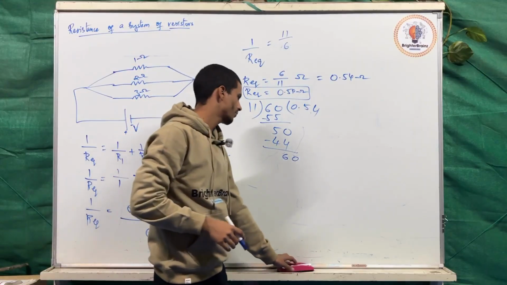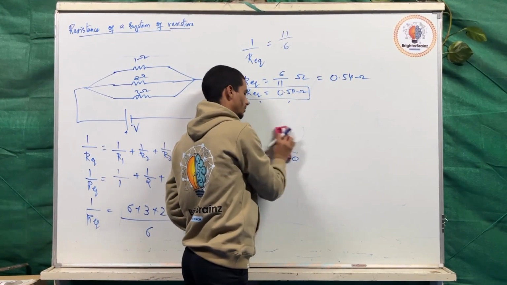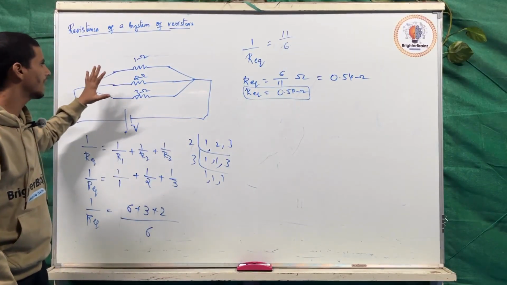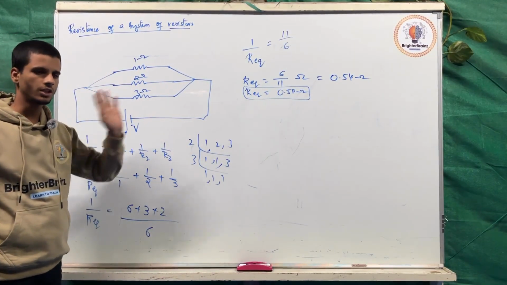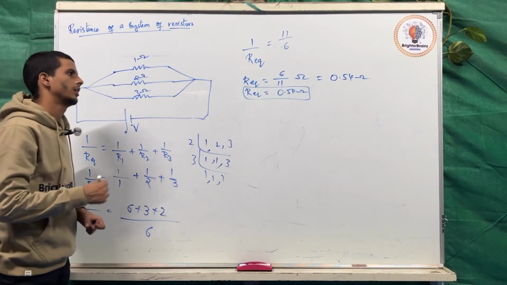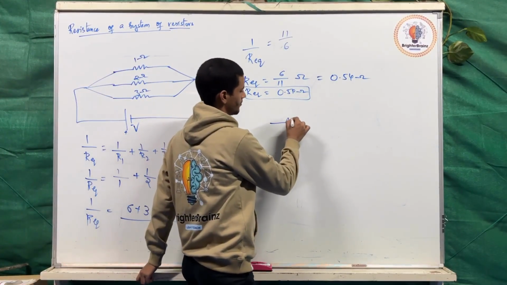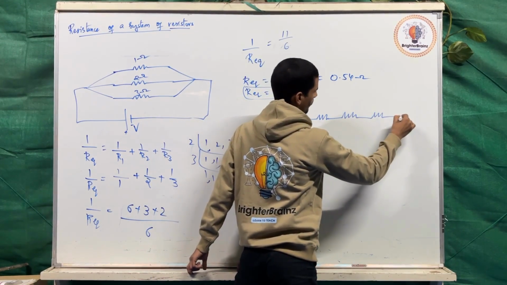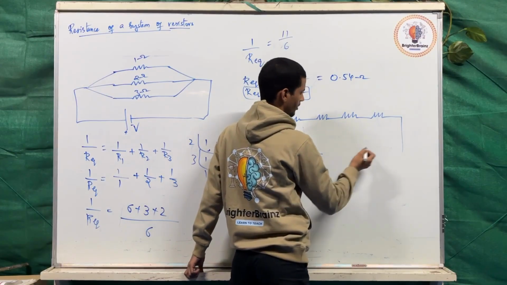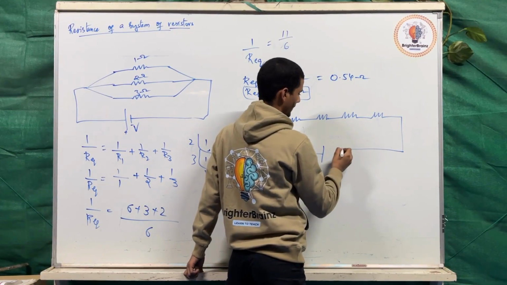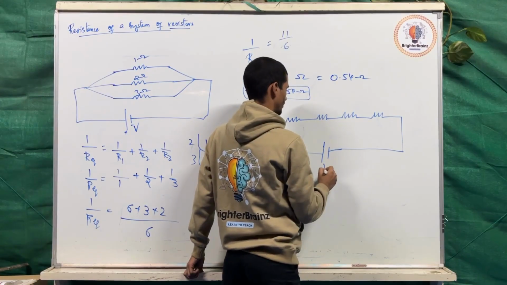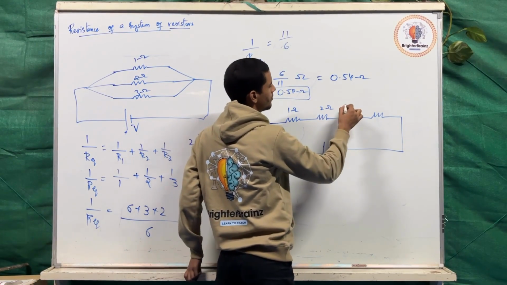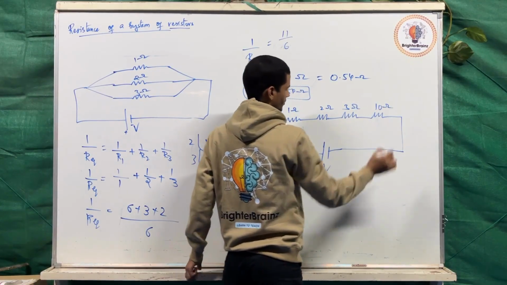Done. So therefore the R equivalent of the given circuit is 0.54 ohms. In this way, if they ask to find the R equivalent value for a parallel connection, you need to solve it this way. And next, if they ask about a series connection, you will answer very easily because it is just adding. Now this is 1 ohm, 2 ohms, 3 ohms, 10 ohms.